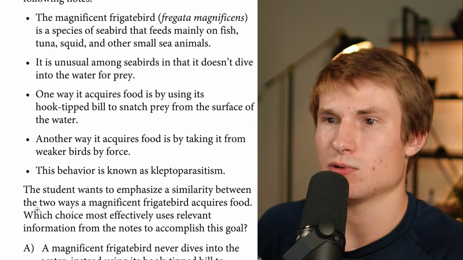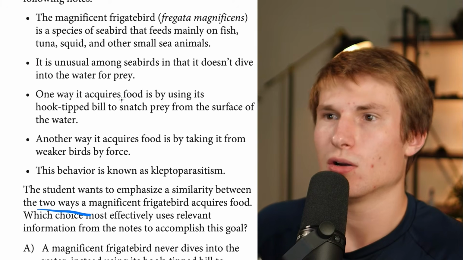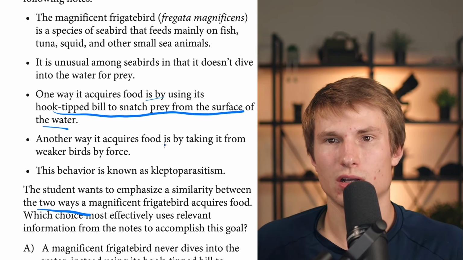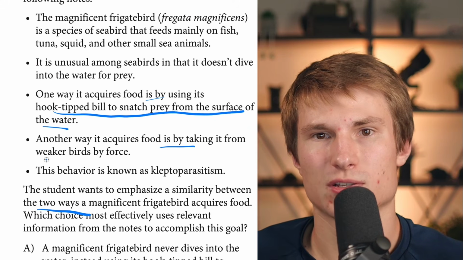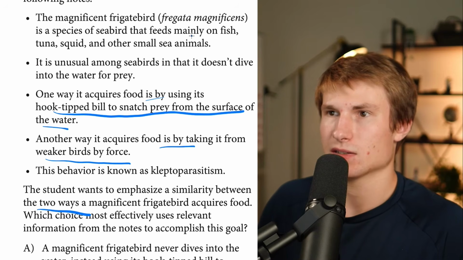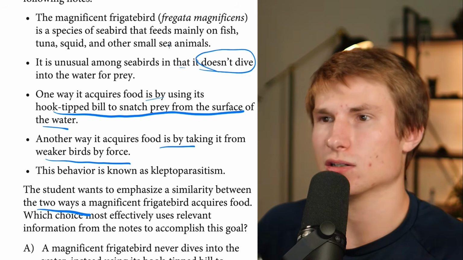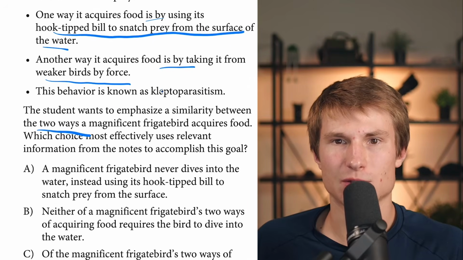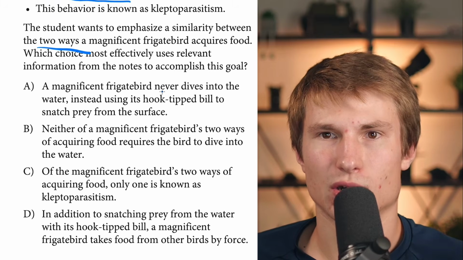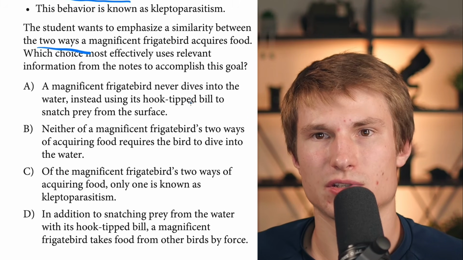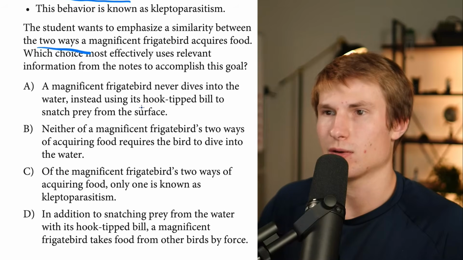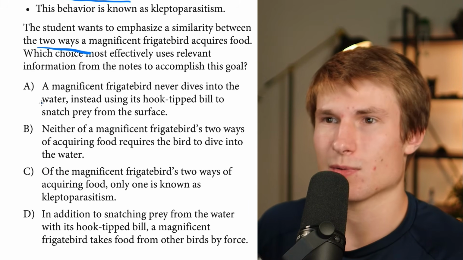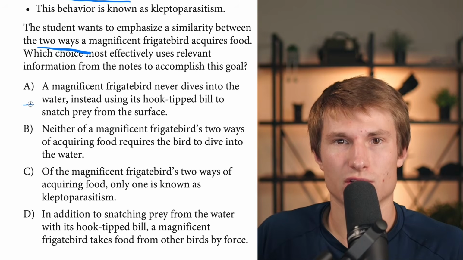Okay, so similarity between the two ways that it acquires food. Well, one way it acquires food is by using the hook-tipped bill to snatch prey from the surface of the water. Another way is by taking it from weaker birds by force. So in both cases, it's not diving into the water. Okay, it's just snatching it using force, essentially. So we've got option A. A magnificent frigate bird never dives into the water, instead using its hook-tipped bill to snatch prey from the surface. That is true. It does not mention that it takes it from the other birds. So I'm going to look for one that mentions that as well. So I'll leave this as neutral for now.